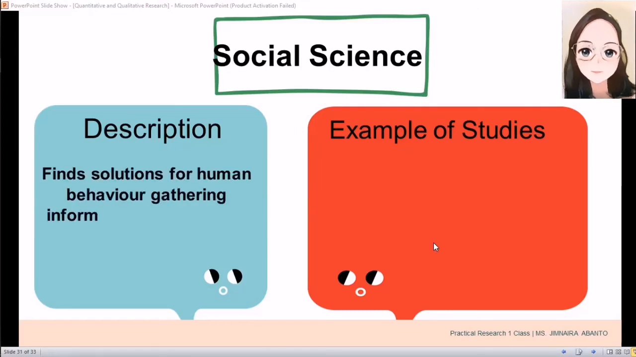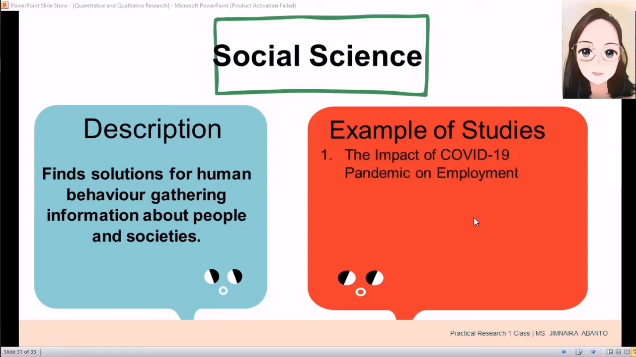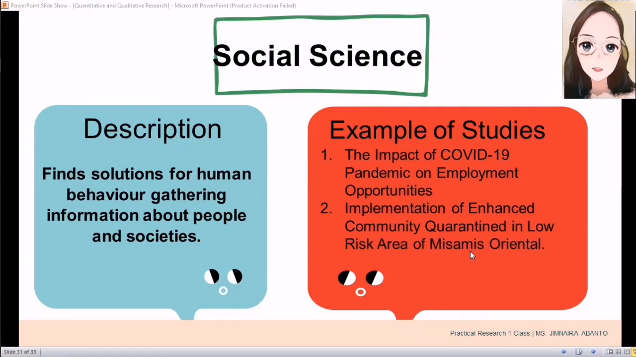Research is a study that focuses on finding reasons for human behavior. It is conducted to gather information about people and societies. It can change the already accepted principle through its research methodologies and findings. So example of studies, the impact of COVID-19 pandemic on employment opportunities, implementation of enhanced community quarantine in low-risk area of Misamis Oriental.